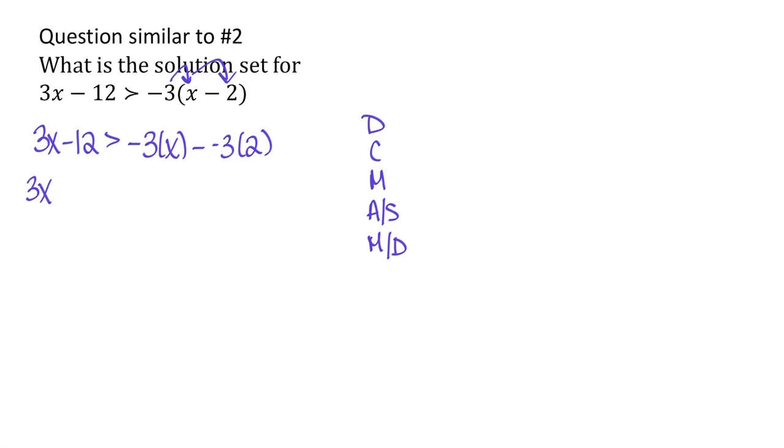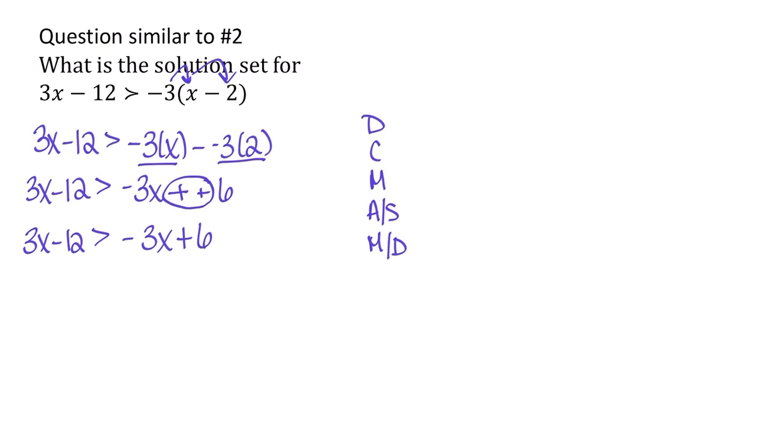So I have 3x minus 12 is greater than negative 3x minus negative 3 times 2, which is negative 6. Well, I have this double sign right here, that minus and negative. Remember that minus and negative will become a plus. Okay, so I'm just going to rewrite that as negative 3x plus 6.